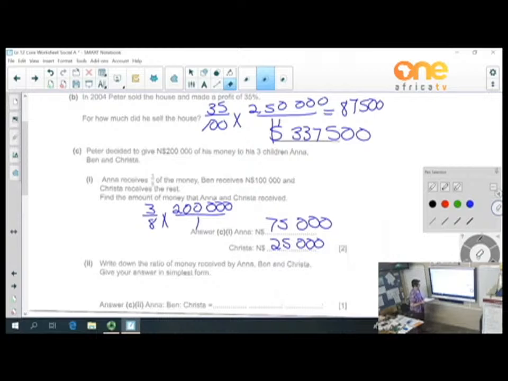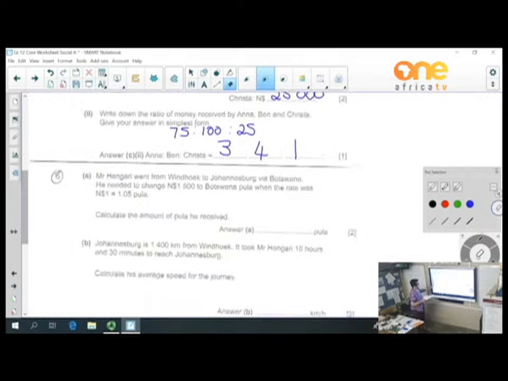Give your answer in its simplest form. So if I compare it now, Anna got 75,000. I'm going to cancel the zeros immediately. Ben gets 100,000 and Krista gets 25,000. So I've cancelled the zeros, and now I have to find the highest common factor that can divide into each one there, which will obviously be 25, isn't it? So if I divide 25 in there, it's 3 to 4 to 1. That is what that one is.